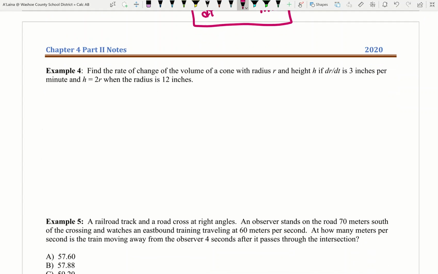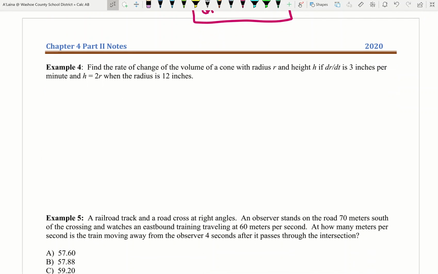So I'm going to encourage you to try number 4 on your own. Pause the video and give it a shot, and then restart it when either you're ready or if you get stuck.